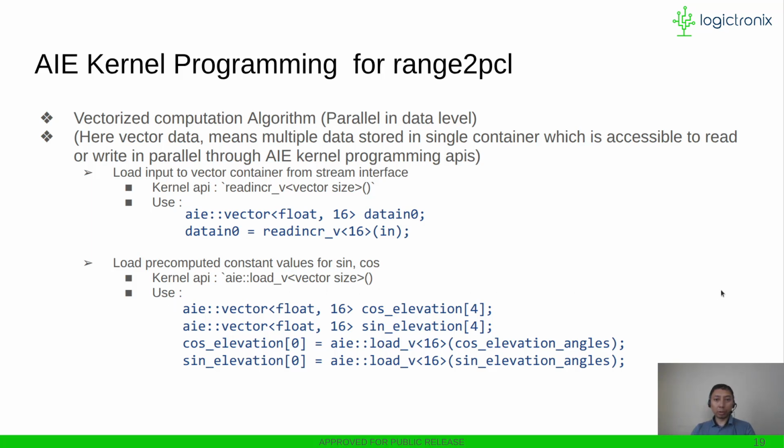So after loading constants, if you see this example here, data in 0, here we are loading the 16 float-type range image values from the input stream, and in the second example you can see we are loading some cos and sine angle constant values into these vector data.